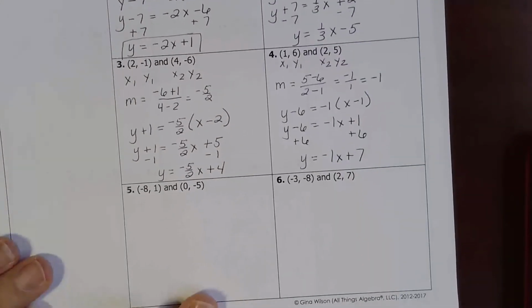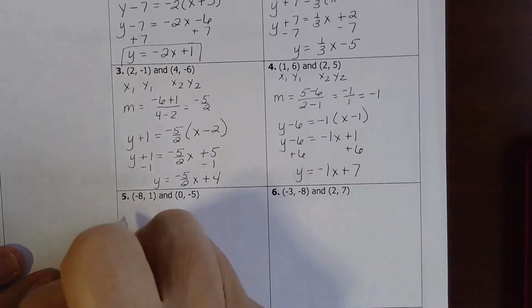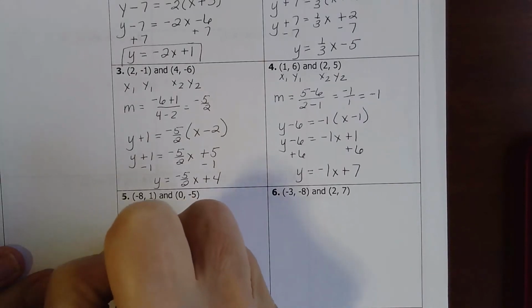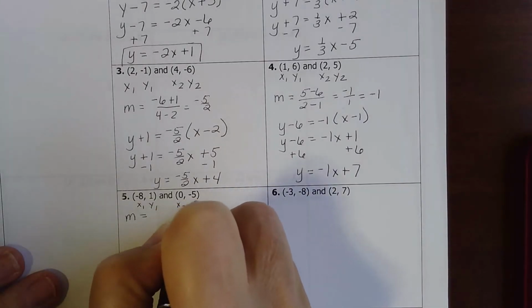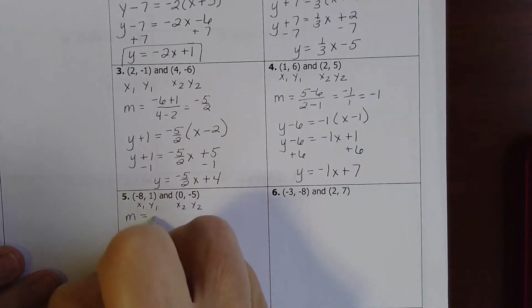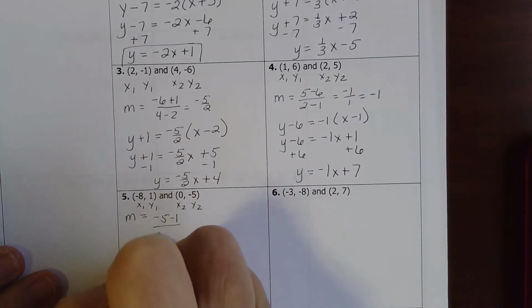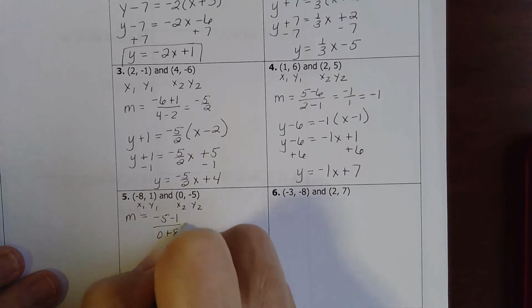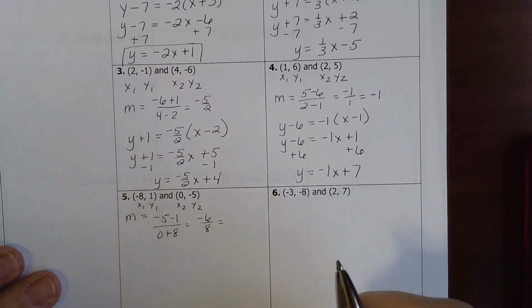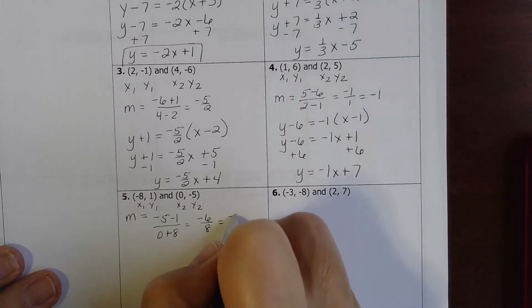All right, number 5. Our slope. Oops, I forgot to label my points. Let's back that up a little bit. Okay, so our slope is going to be negative 5 minus 1 over 0 plus 8. So we get negative 6 over 8, and that reduces to negative 3/4.